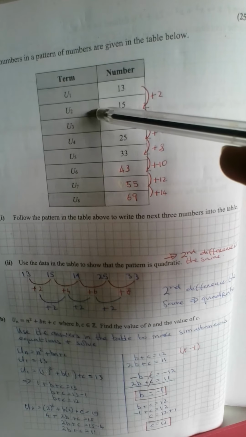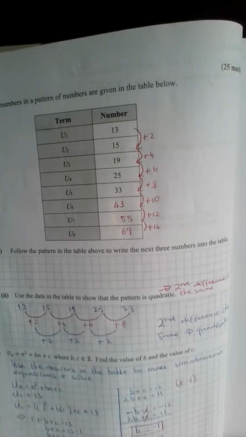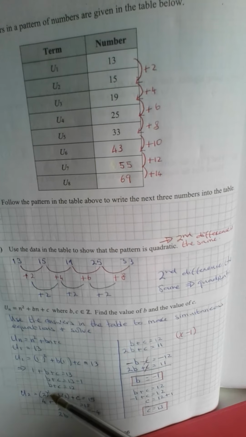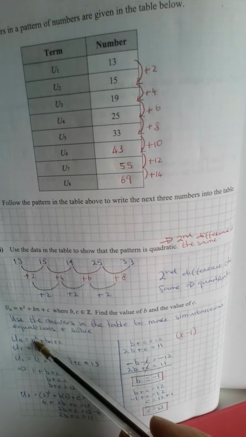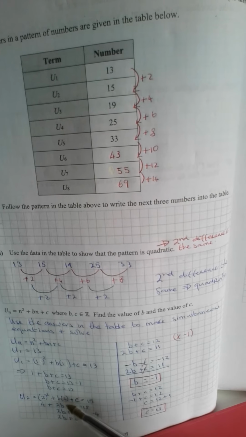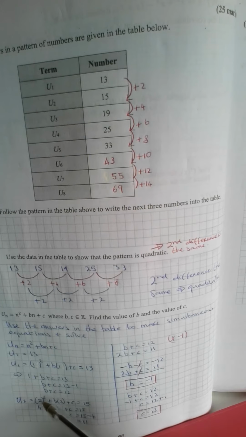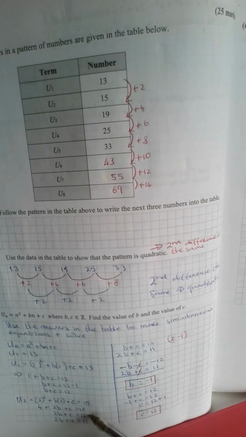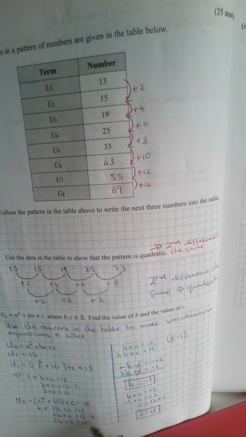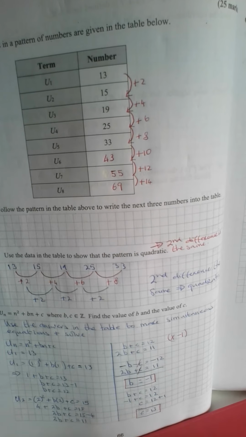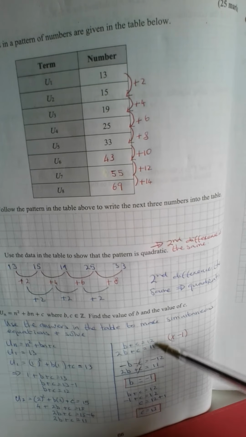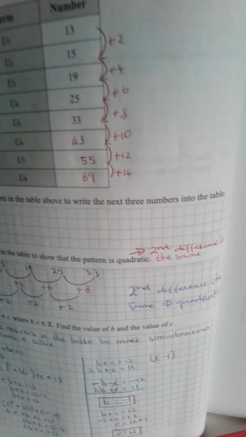Then go to the second term. The u of 2 is equal to 15. So using our formula, sub in 2 for n, 2 squared plus b times 2 plus c is equal to 15. 2 2's are 4, plus 2b plus c is equal to 15. Bringing over our 4, minus 4, we now have 2b plus c is equal to 11. So now we've got 2 equations, the first one and the second one. We put them together, and we now have simultaneous equations, and we're going to solve them.